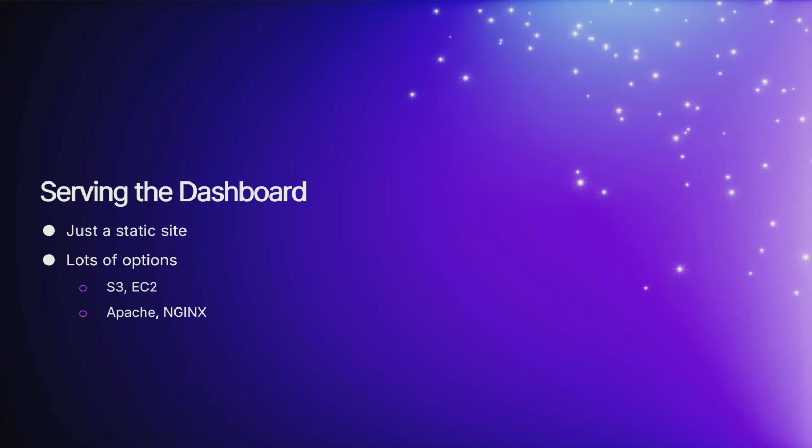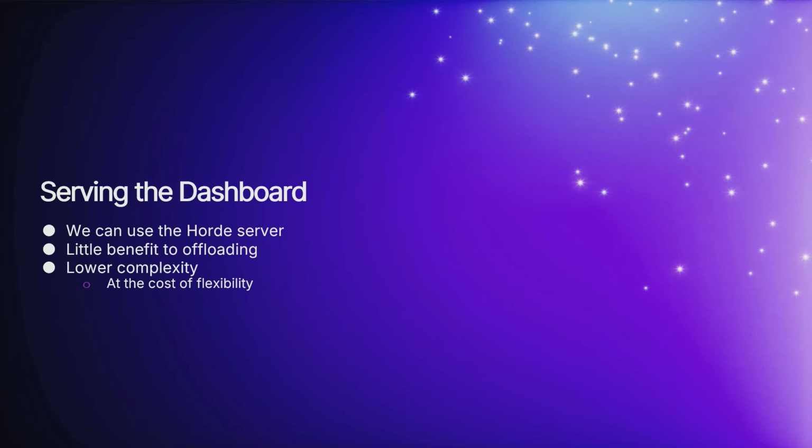So we're also going to need something to serve the dashboard. It's just a static site, so that gives us quite a few options. We could use almost any off-the-shelf server. And AWS also offers solutions for this. But we can also just use the Horde server. And while we could offload this work to something else, it's going to make very little impact and also increase the complexity of our deployment. The only real benefit to hosting it separately would be that we can deploy new updates to our dashboard without having to deploy a whole new image to our Horde server.